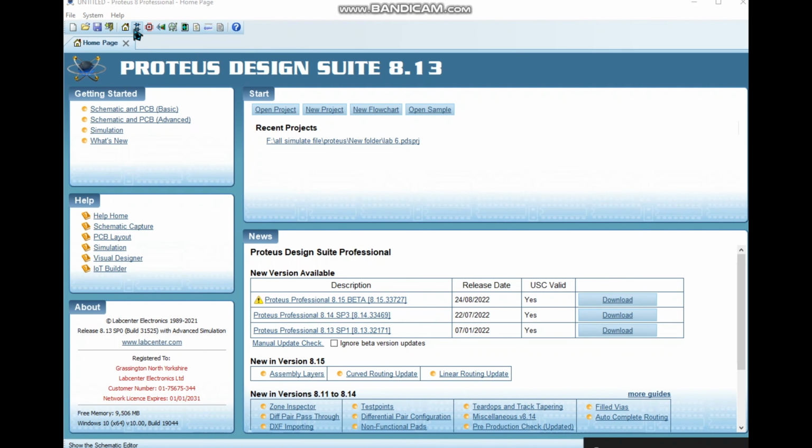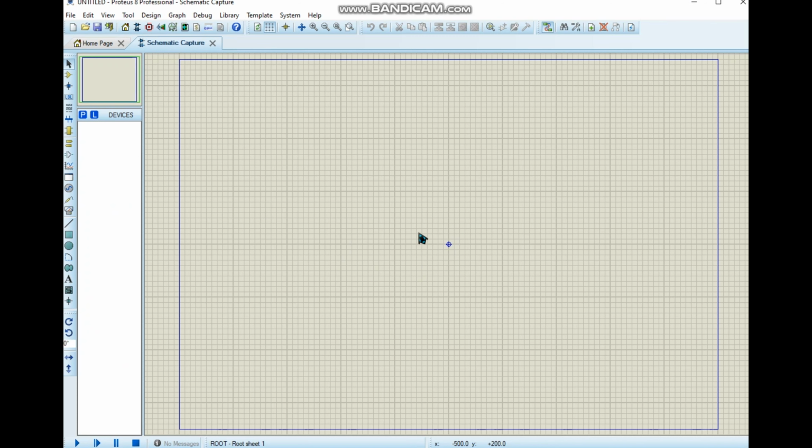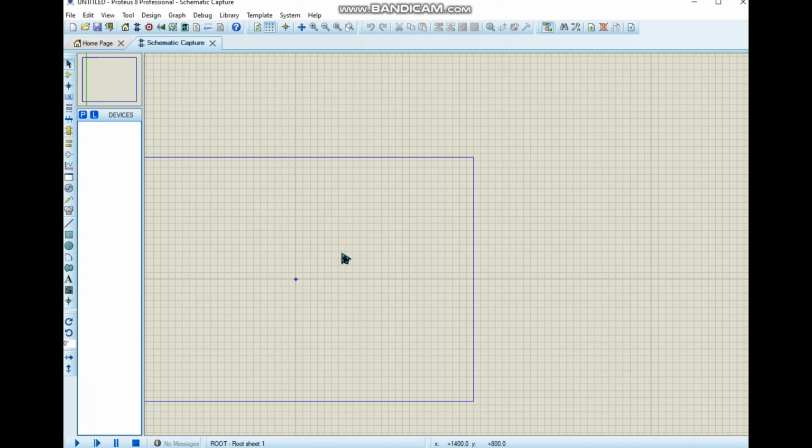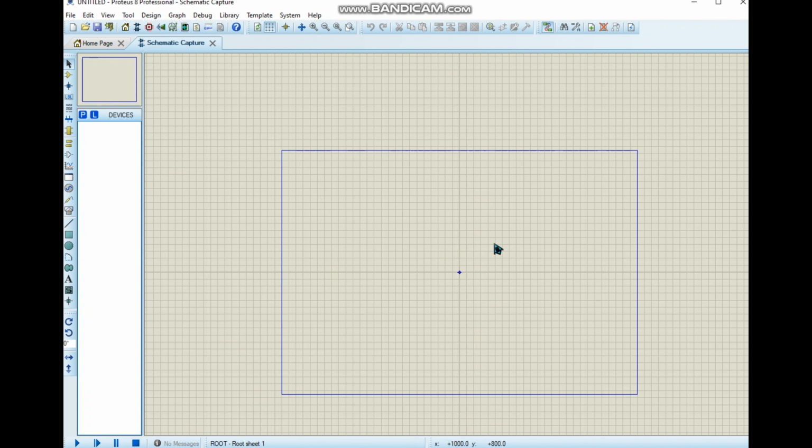Today I will design an inverting and non-inverting operational amplifier by using Proteus software. Firstly, we open Proteus software. We know how to open and pick up components. Firstly, we design an inverting operational amplifier.